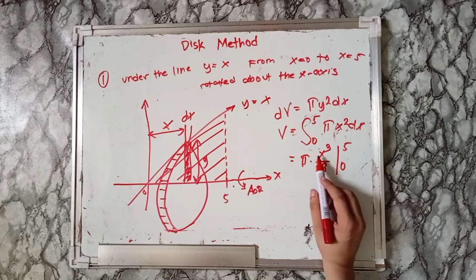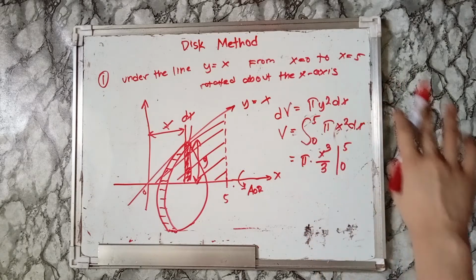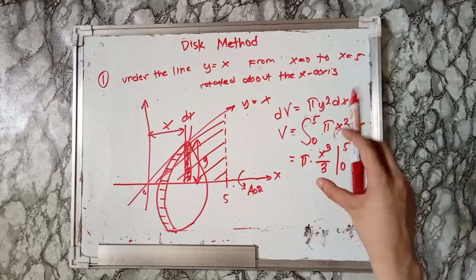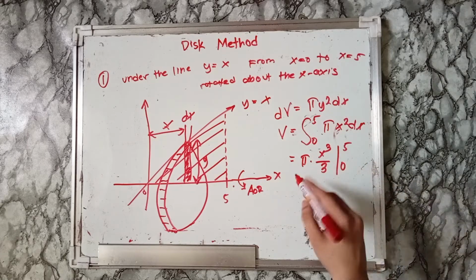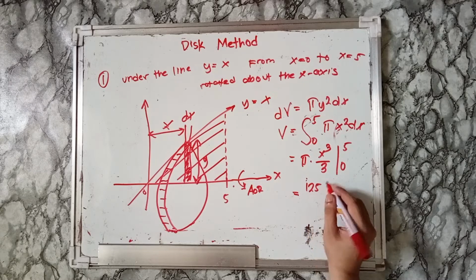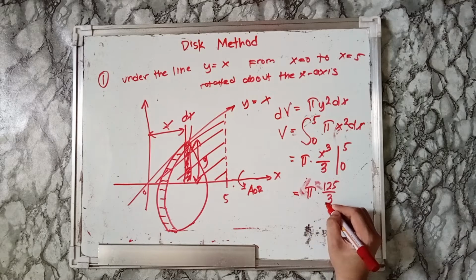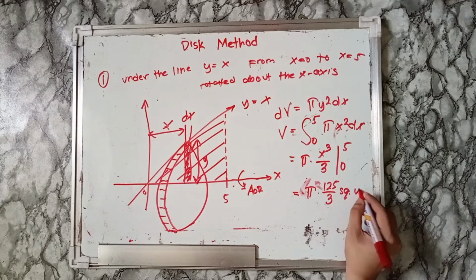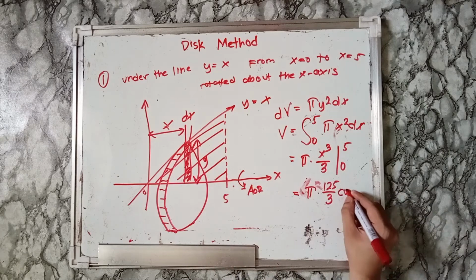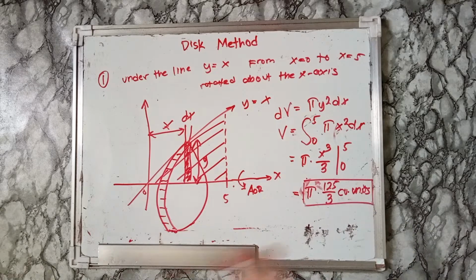So if we distribute the limits, this is just 5 raised to 3, which is 125 over 3, right? So our answer here is pi times 125 over 3 square units. I mean, since we are dealing with volume, this is actually cubic units. My bad. So this is our answer.